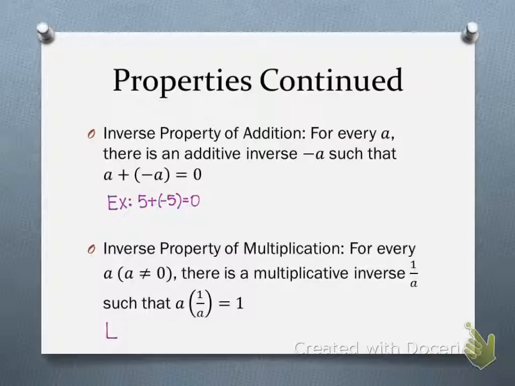So when you multiply a times 1 over a, remember you multiply straight across, so you would end up taking a and dividing it by itself. So any number divided by itself would give you back 1. So if we look at an example, if we have 5 times its multiplicative inverse 1 over 5, that'd be 5 divided by 5. It would give us a 1.